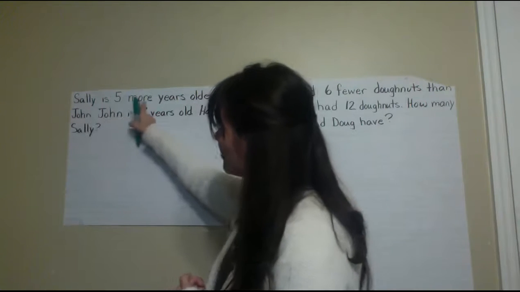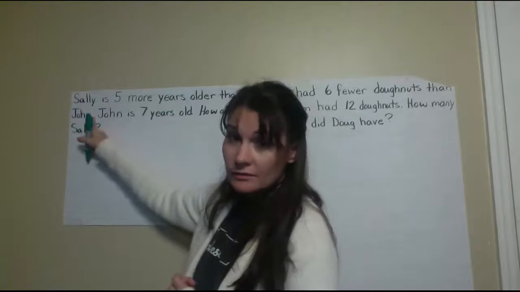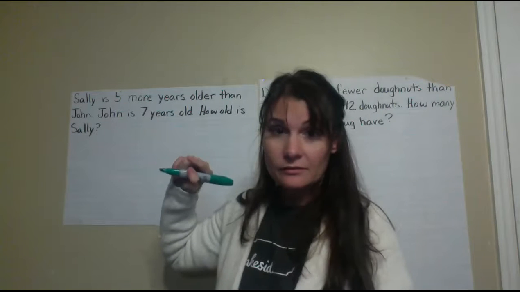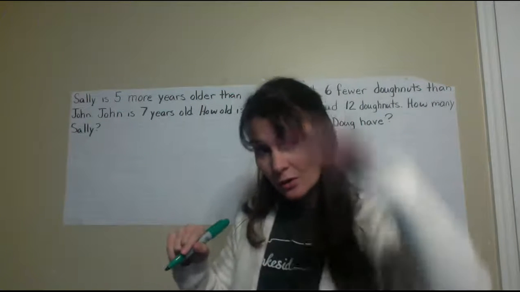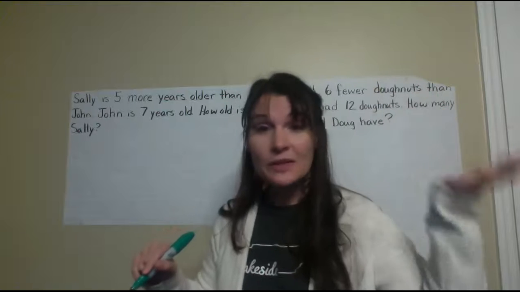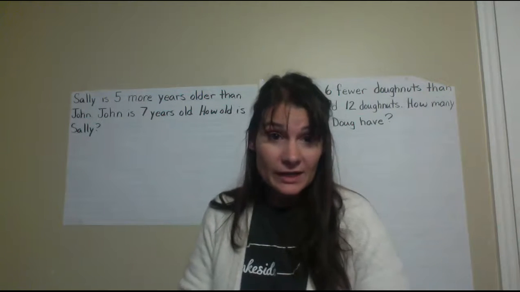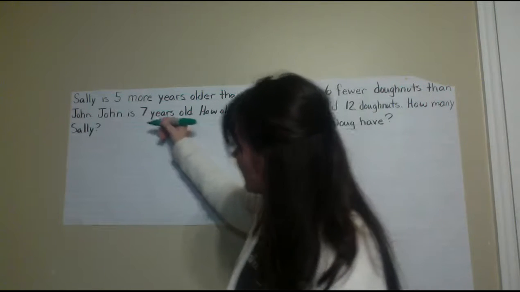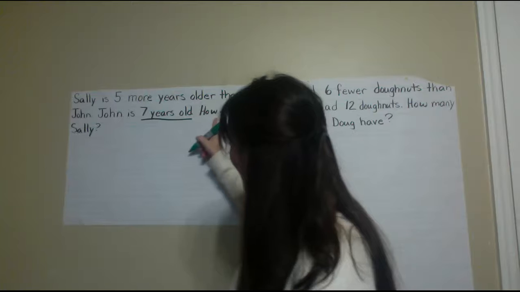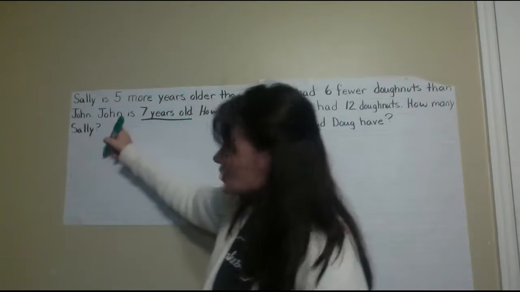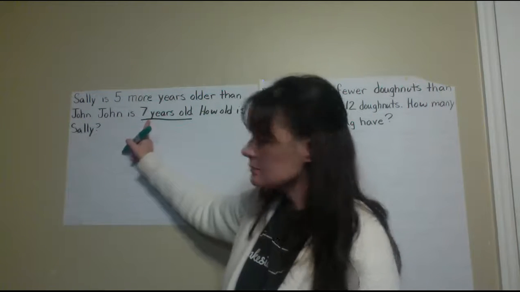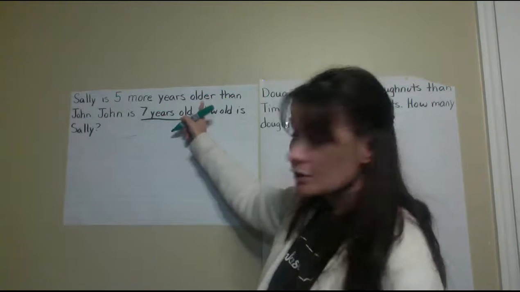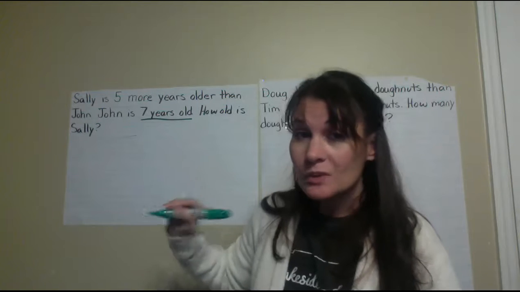Sally is 5 more years older than John. So Sally is 5 years older than John. So is she younger or older? She's older, so that means she probably is more than what he is. John is 7 years old. So I know he's 7 years old. How old is Sally? If John is 7 years old and Sally is 5 years older than him, how old would Sally be?